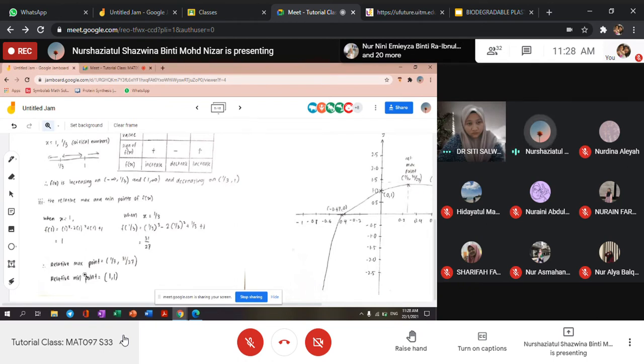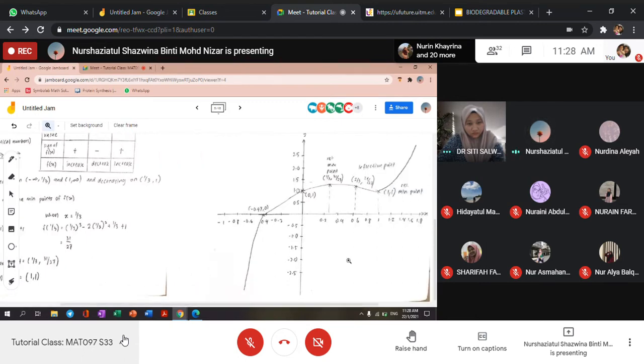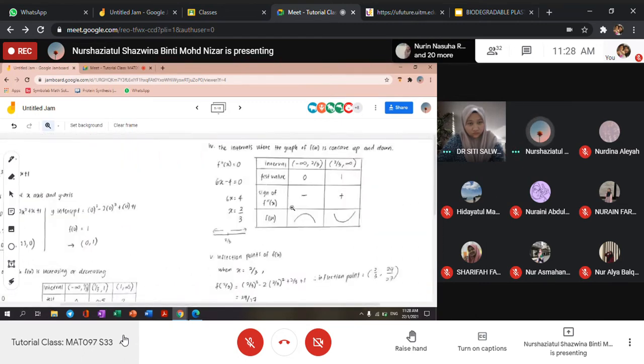And here is the relative maximum point and the relative minimum point. And then for the fourth question, I have to find the interval where the graph of f(x) is concave up or concave down.